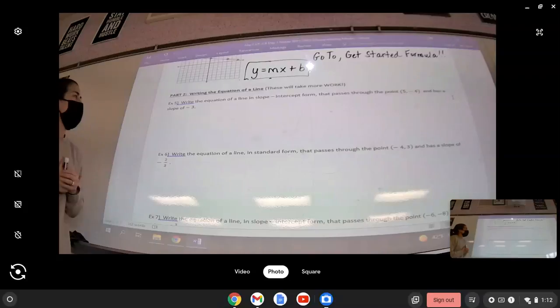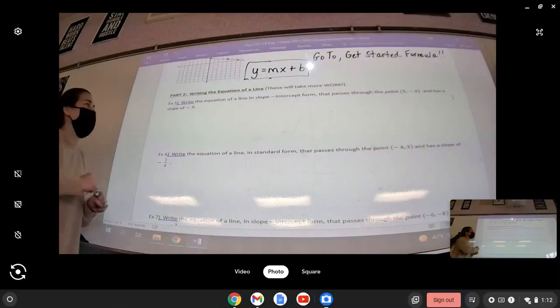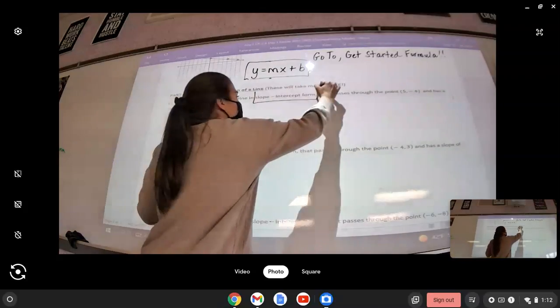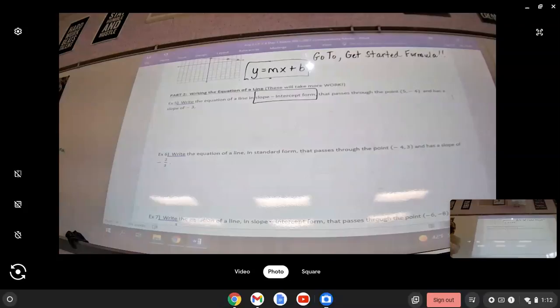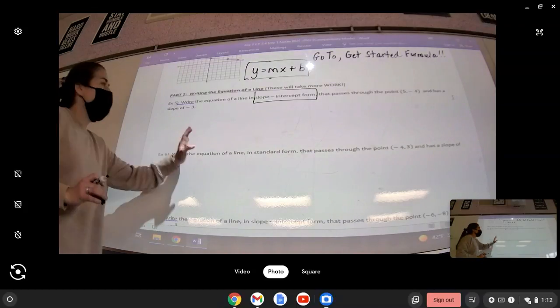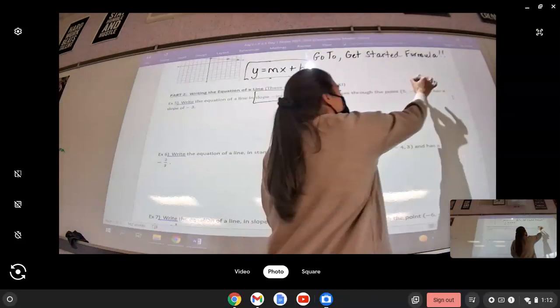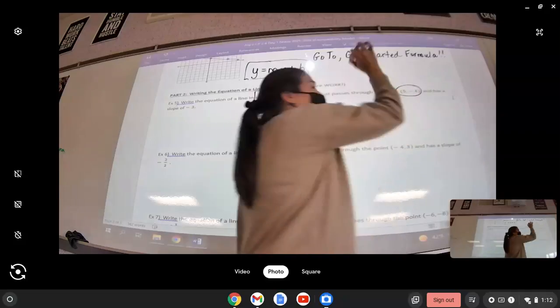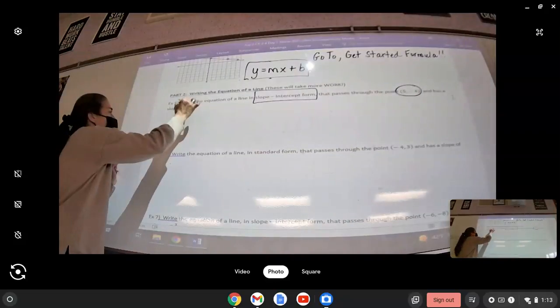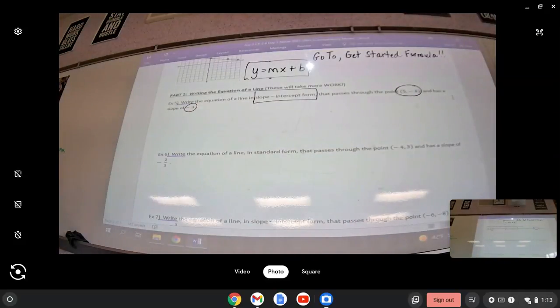All right, look at this one. This one says, write the equation of a line in what form? So that means you're allowed to leave your answer in slope-intercept form. That's great news. If it doesn't say which form, then you just assume slope-intercept and you leave it in slope-intercept. All right. Our line, guys, it has to pass through this point, and it has to have a slope of -3. Okay. Who's your go-to get started formula?